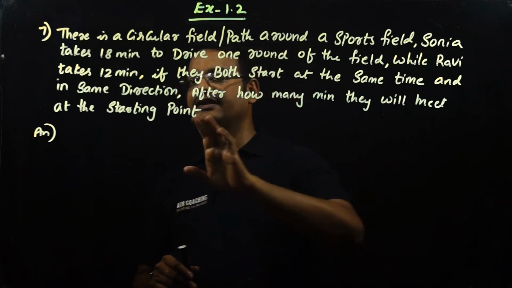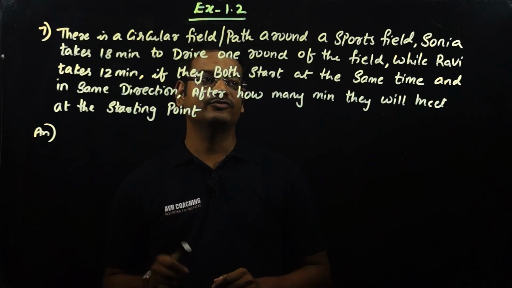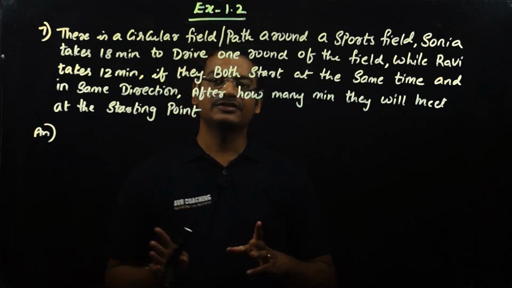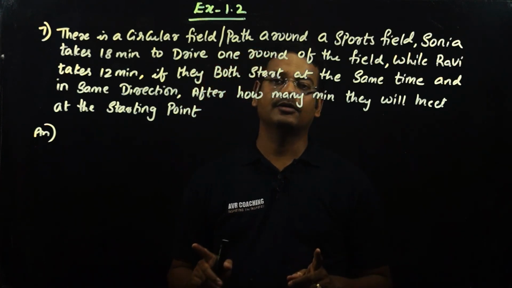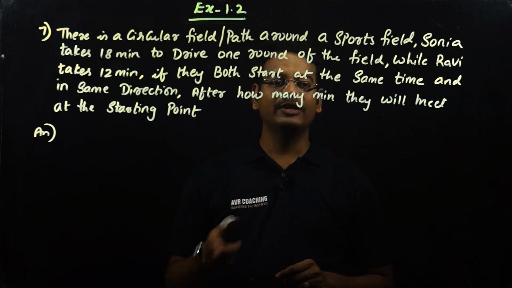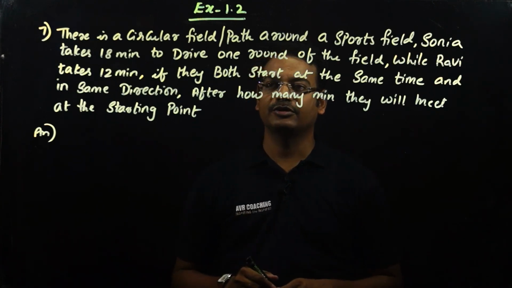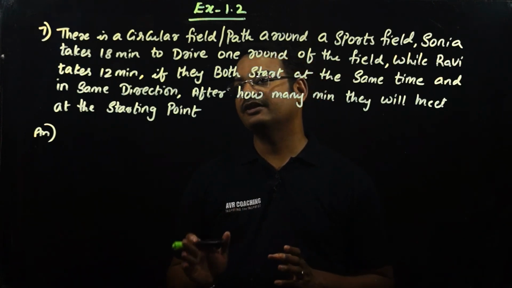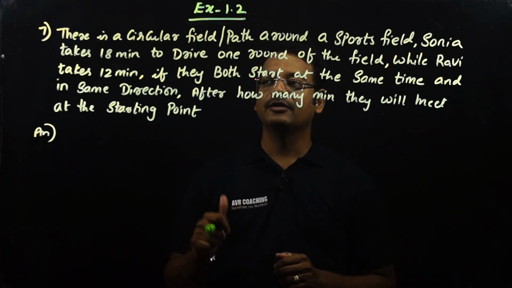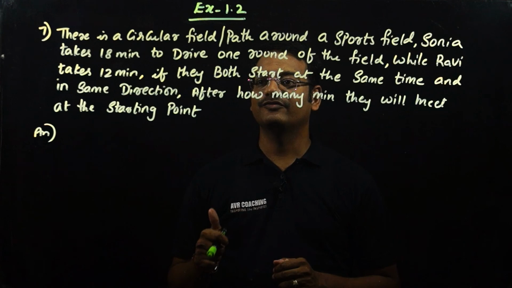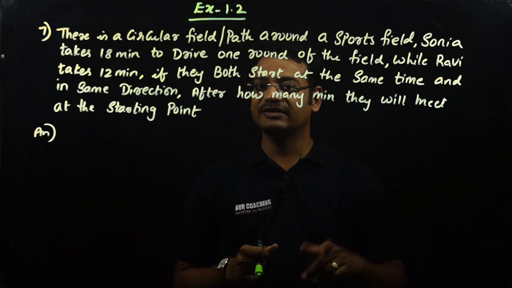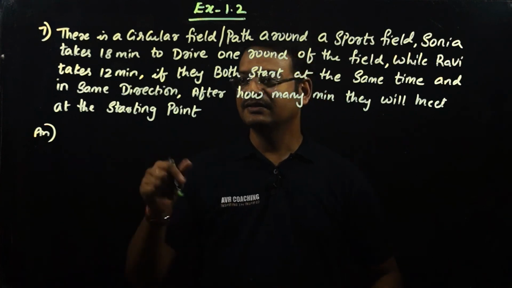So the seventh problem. Here the question is, there is a circular field, a path around a sports field, and Sonia takes 18 minutes to drive one round of the field, while Ravi takes only 12 minutes. If they both start at the same time and in the same direction, after how many minutes will they meet at the starting point? Now here we will be finding the LCM of two numbers. And why are we not finding the HCF? Because we are not finding the greatest common factor, we are finding the least common multiple, that is, after how many minutes is the least number.